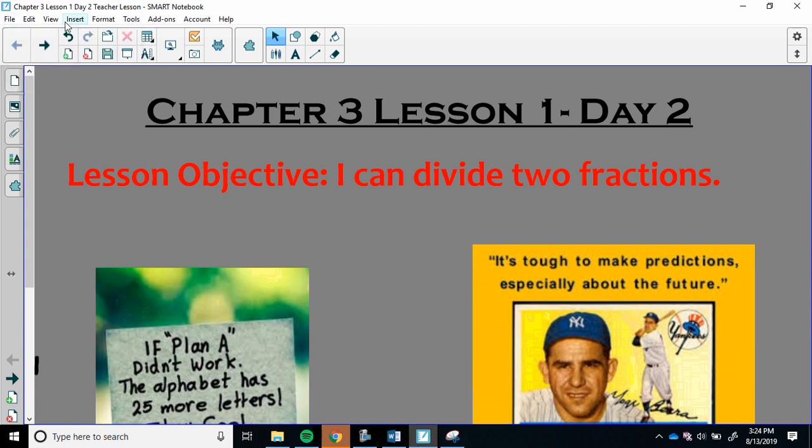All right, class, tonight we're going to look at Chapter 3, Lesson 1, Day 2. Our objective today is to be able to divide two fractions.